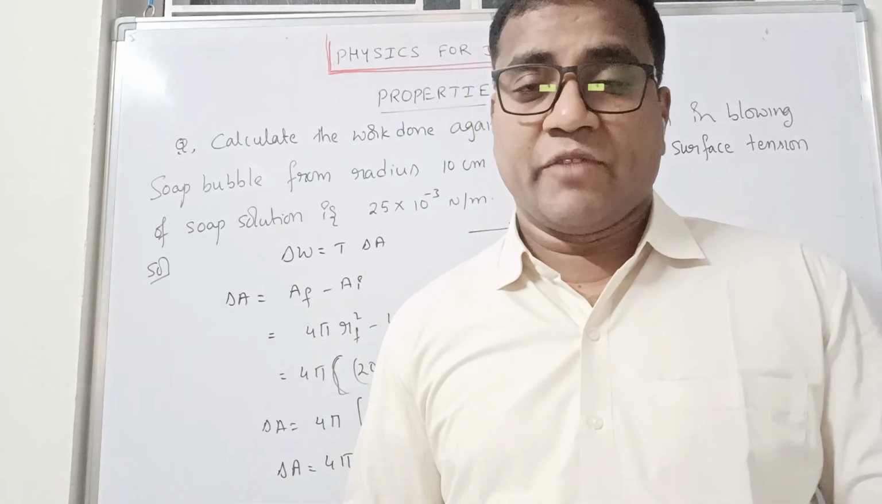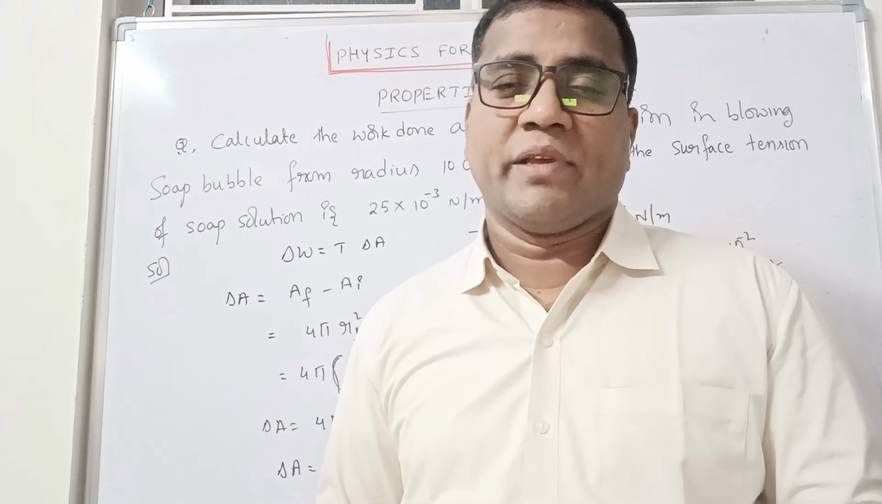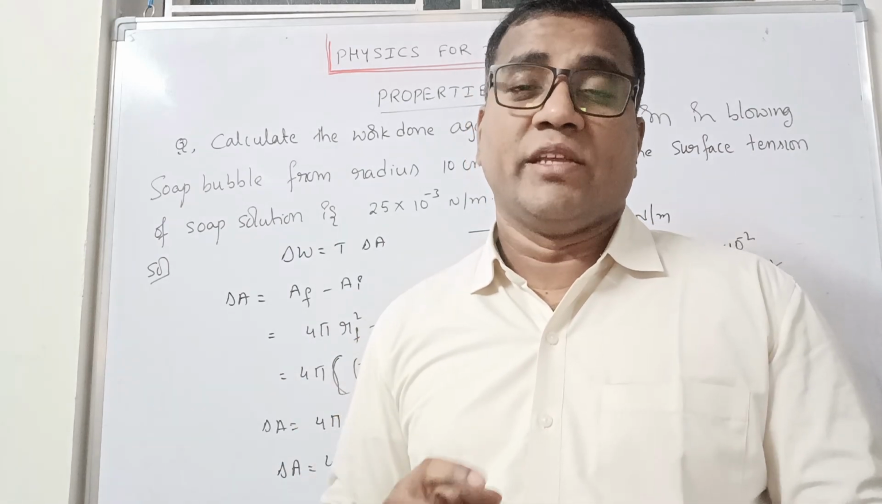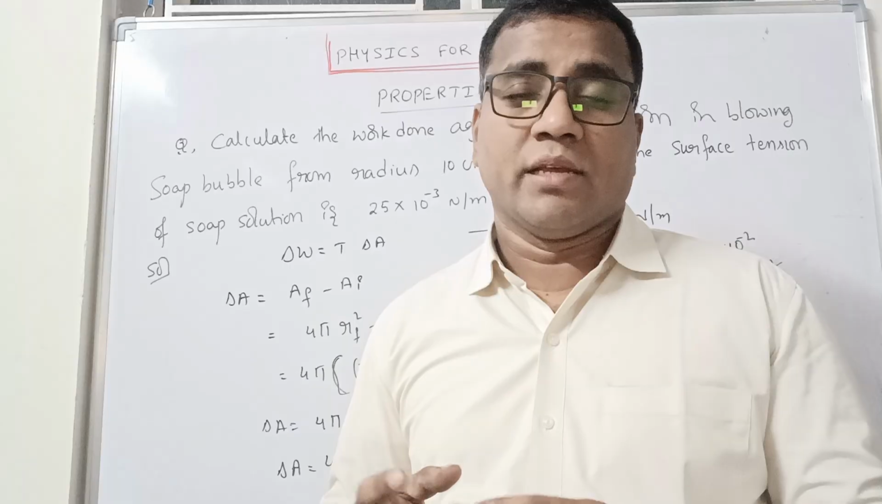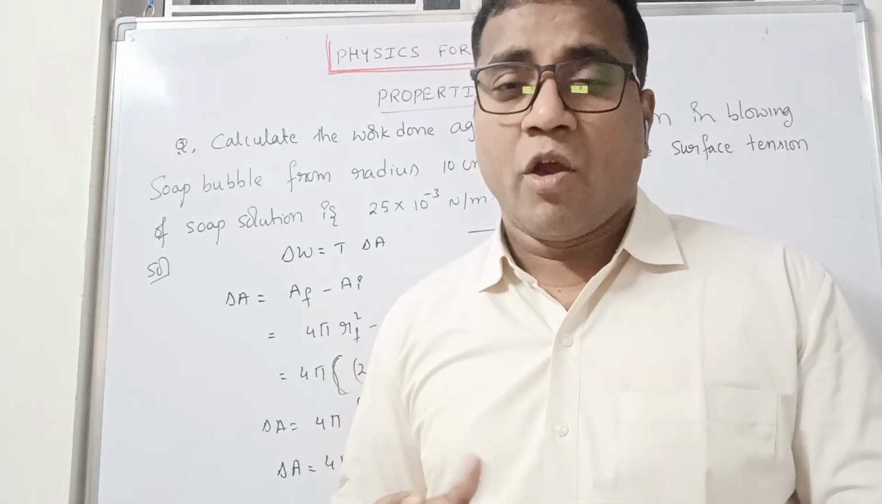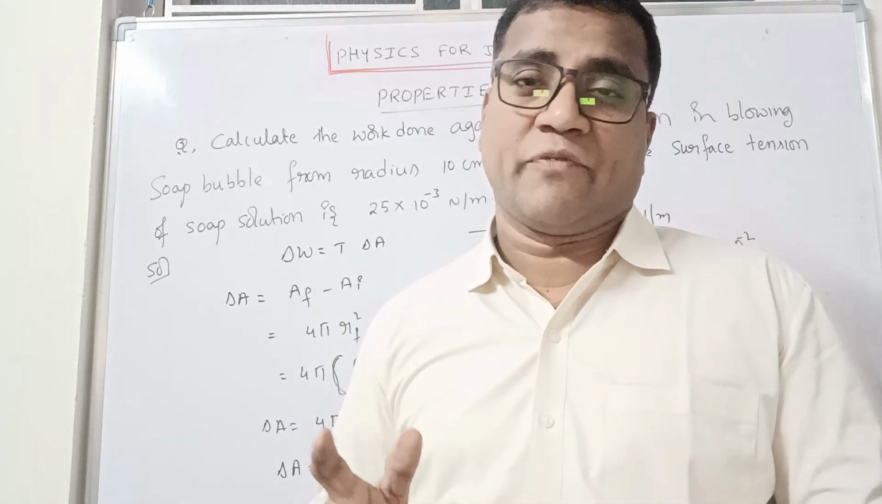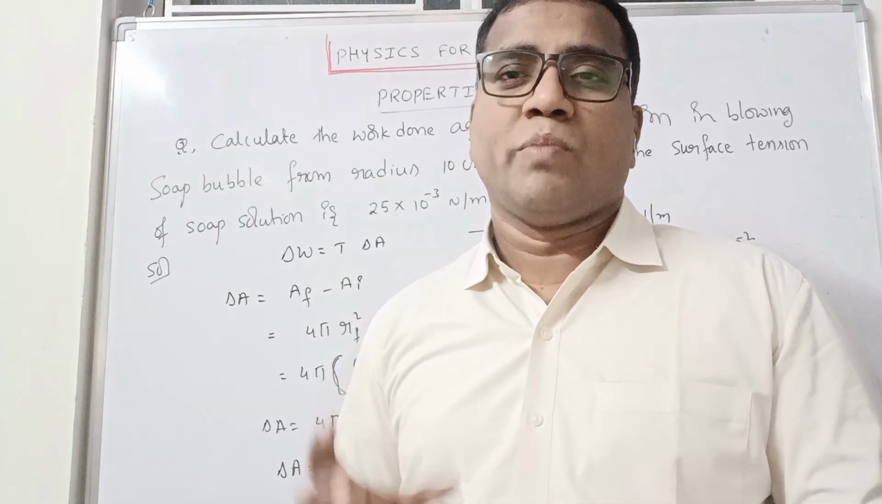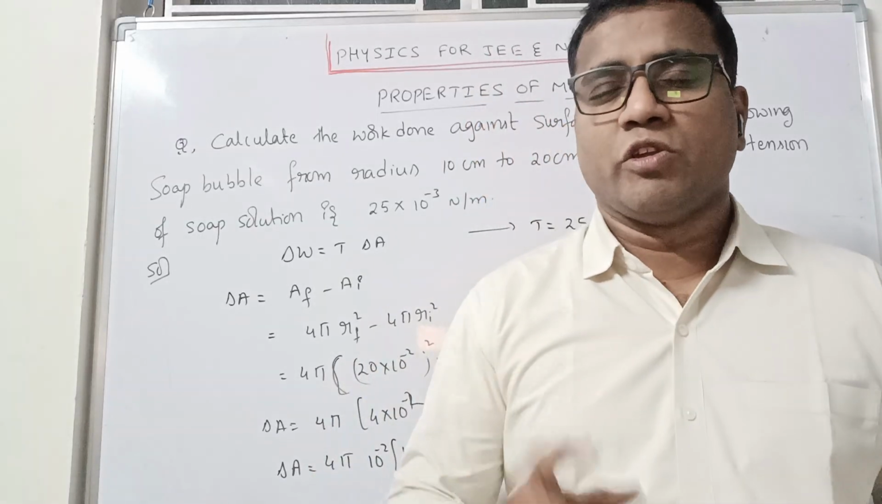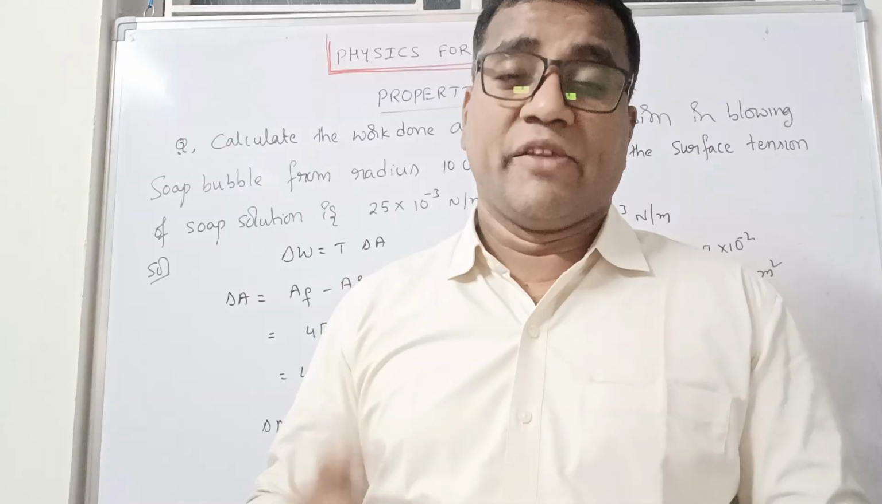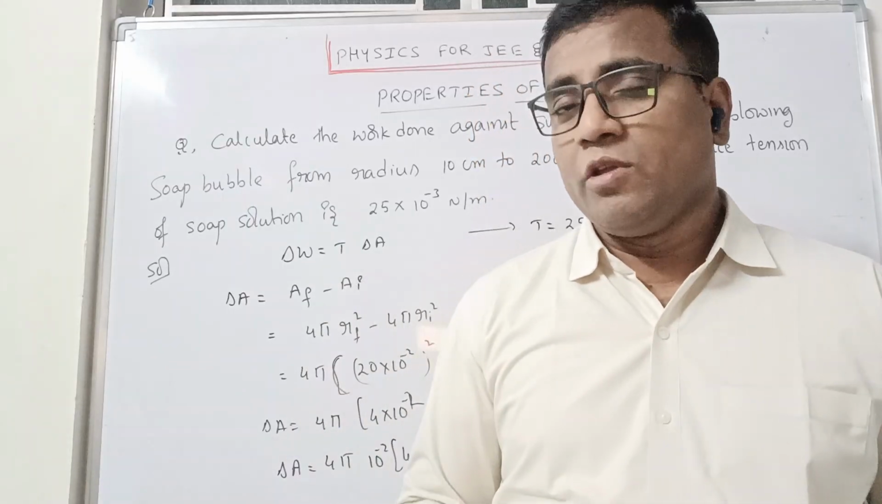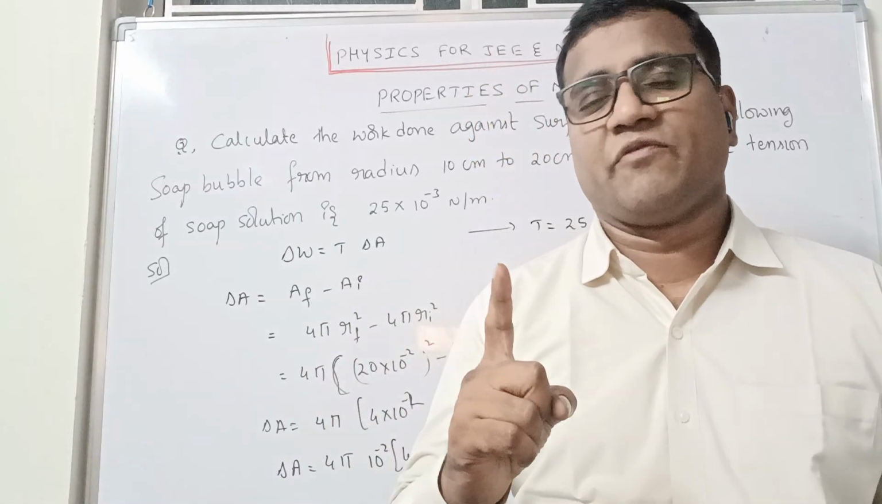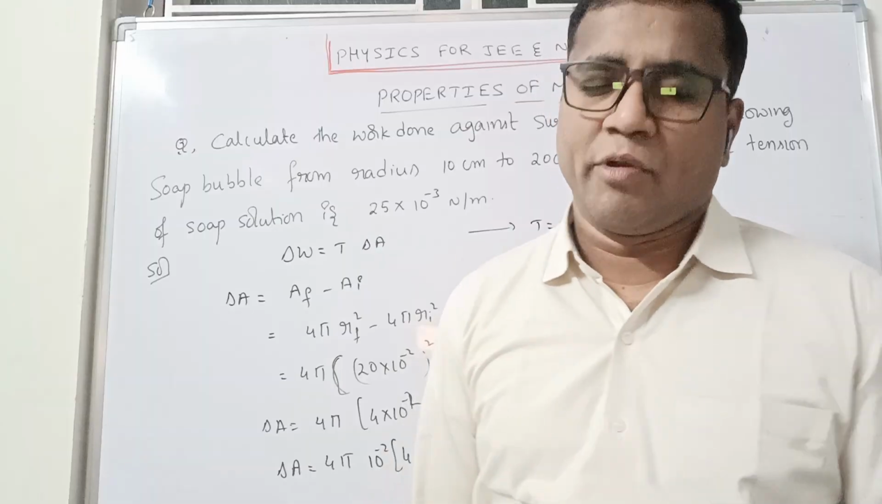If it is one free surface, you will write delta A. If it is two free surfaces, like a soap bubble or thin film having two free surfaces, you have to multiply with 2. For a liquid drop, no need to multiply, only a single surface area is there. Right? I hope you understood, right?